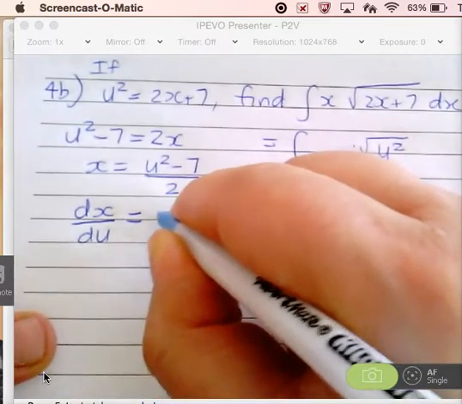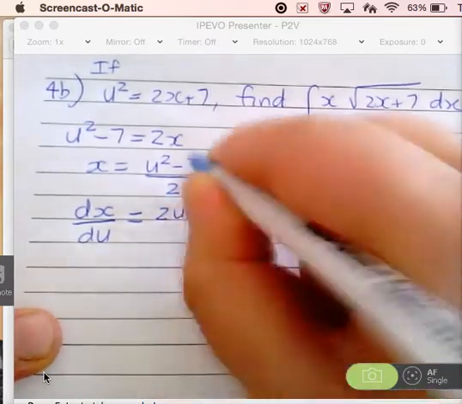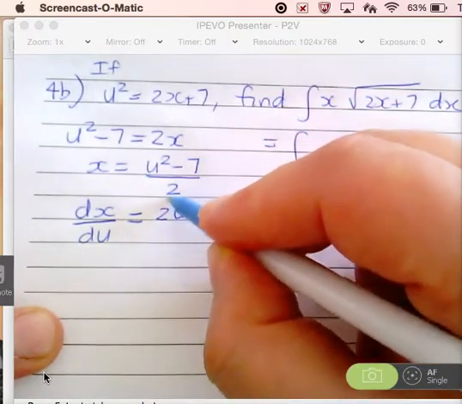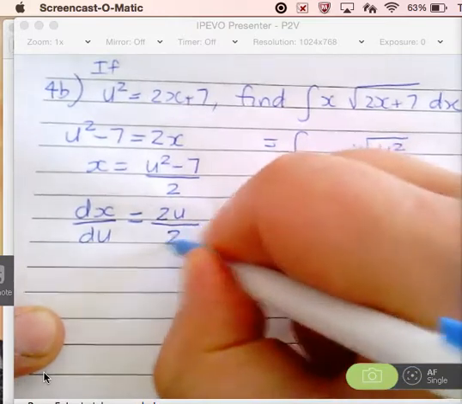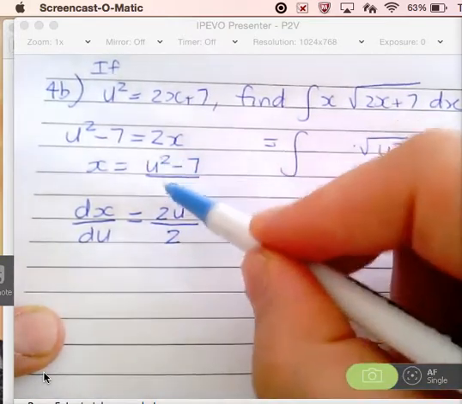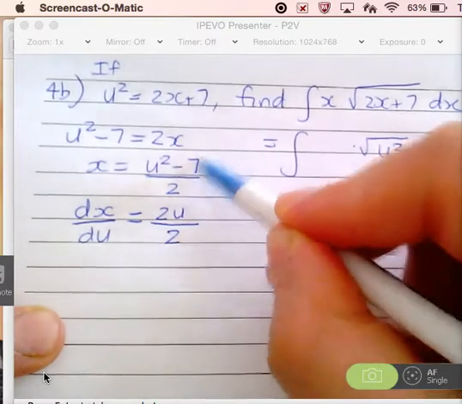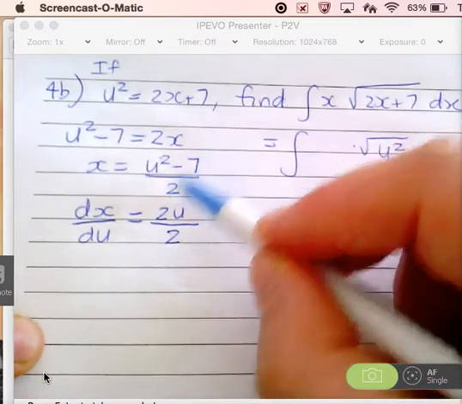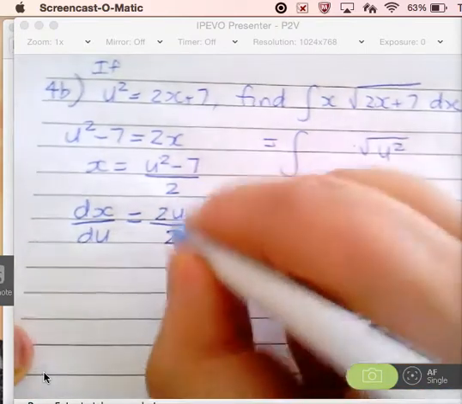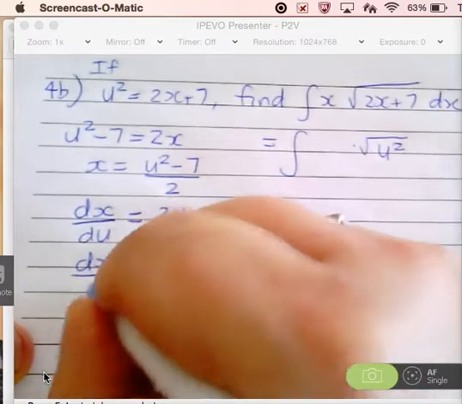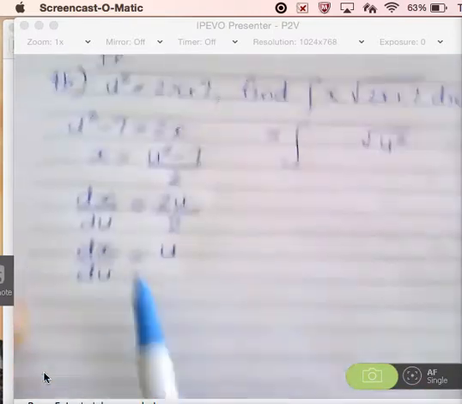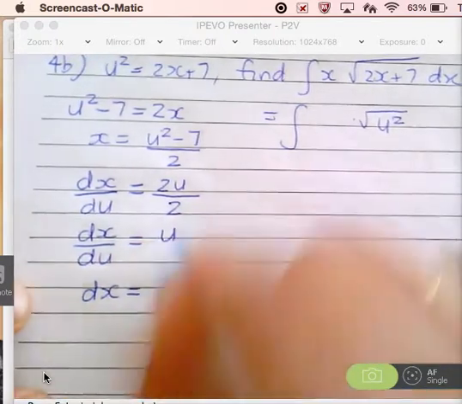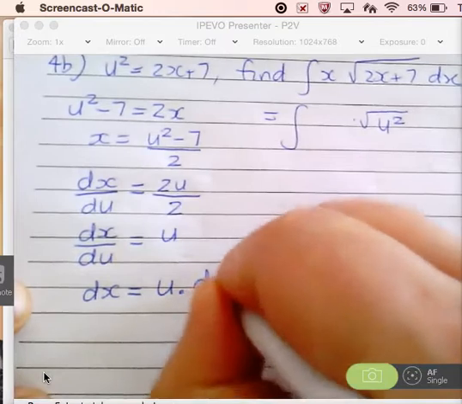Remember so you just get 2u. Remember that's really u squared on 2 minus 7 on 2. Got it? So you just get 2u on 2. Girls, it's u squared on 2 minus 7 on 2. Do you want me to put that extra line in? Because when you differentiate 7 on 2, you get 0. So you get 2u on 2, which is u. So therefore, dx equals what? What does dx equal? u du.